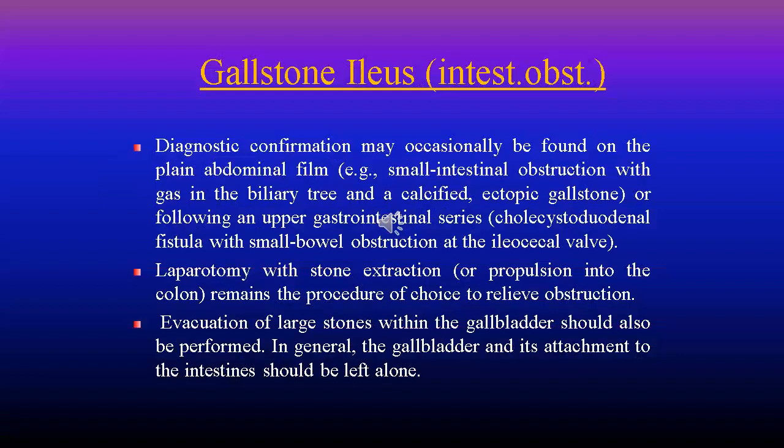Gallstone small intestinal obstruction is diagnosed by erect X-ray, which shows small intestinal obstruction, multiple fluid levels, especially at the site of the ileocecal valve. You can see the calcified gallstones, and if we do the upper gastrointestinal series, we can find the cholecystoduodenal fistula. We do a laparotomy, and we can do either stone extraction, or you can milk it through the ileocecal valve to the colon, and it will pass with stool.